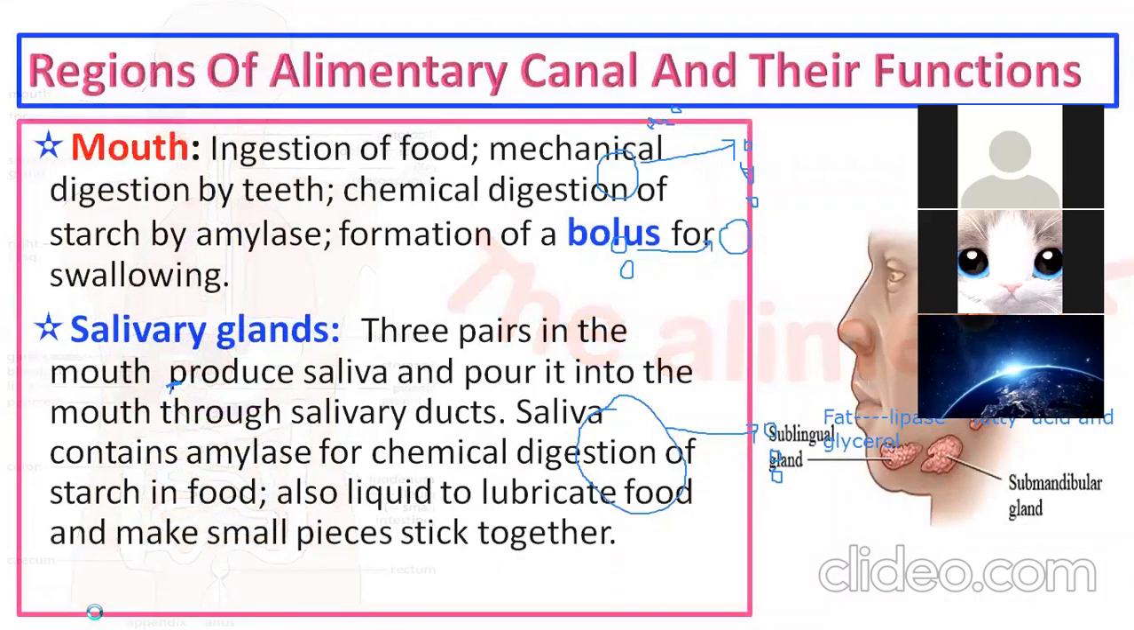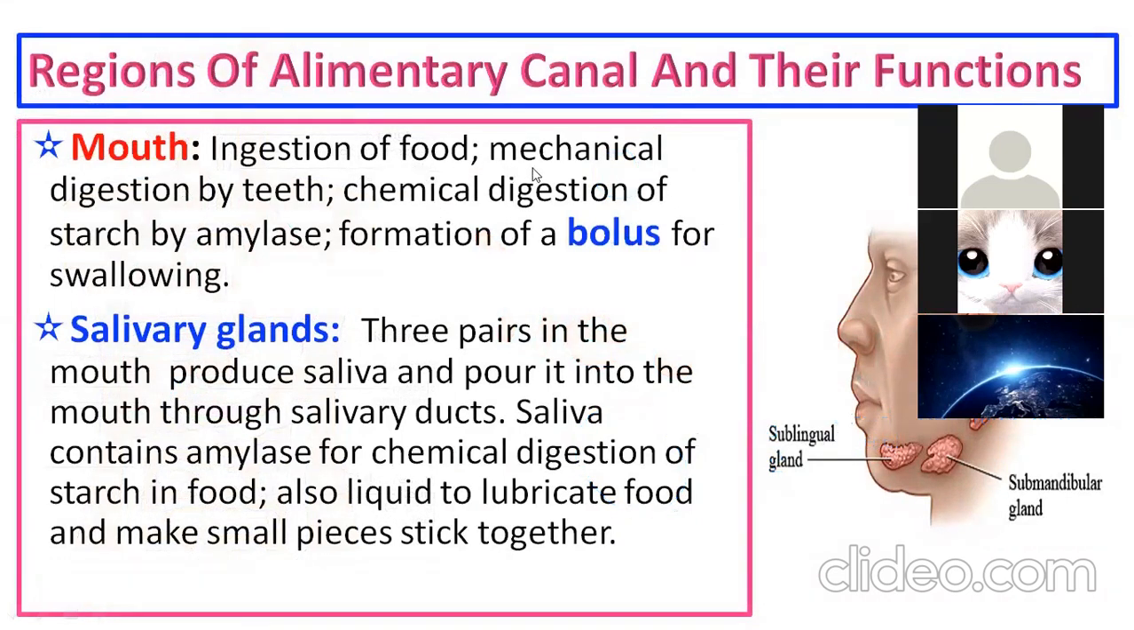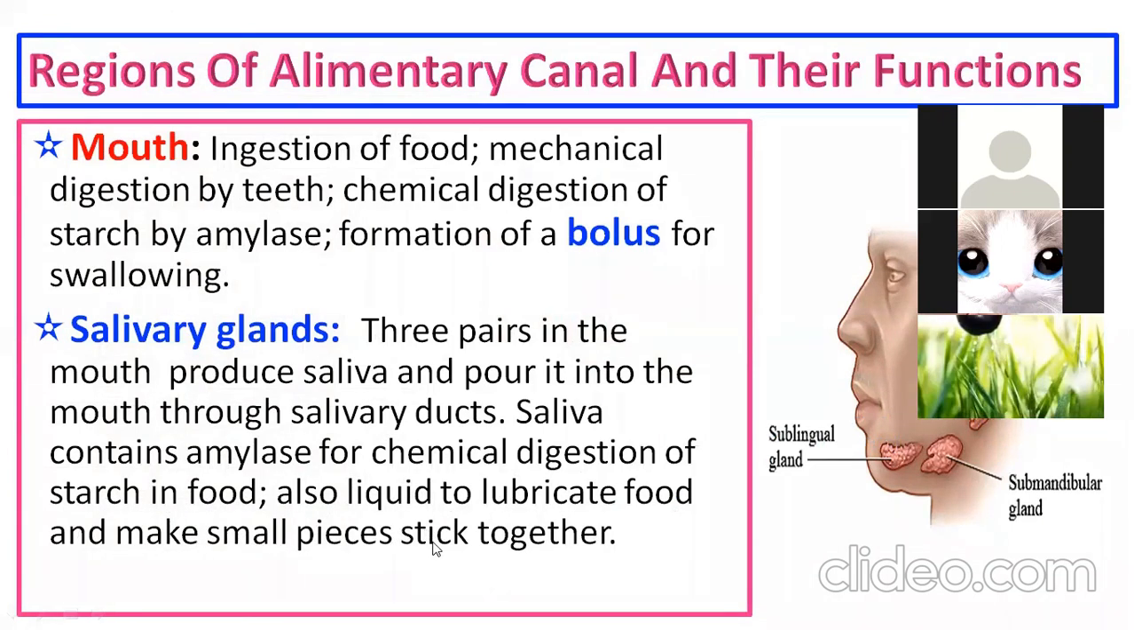Please just check it here. Mouth: I told you already, ingestion of food, mechanical digestion by teeth, and chemical digestion of starch by amylase, and formation of bolus for swallowing. There are three pairs of salivary glands, which produce saliva and pour it into the mouth through the salivary duct. Saliva contains amylase for the chemical digestion of starch, and also liquid to lubricate the food and make small pieces stick together so that it makes a bolus, which flows to your esophagus easily.